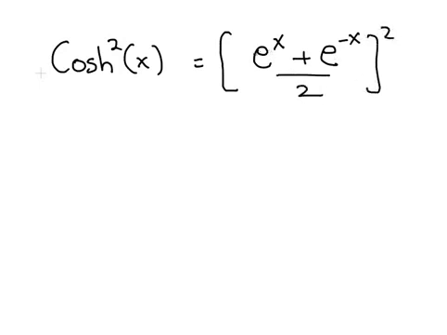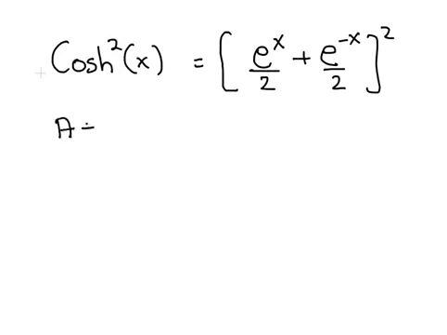Something similar for shine. But first off, I'm going to re-express this. I'm going to put each of the terms over 2 separately. Shine squared of x is e to the x over 2 minus e to the minus x over 2. But what I'm going to do is specify a couple of points.